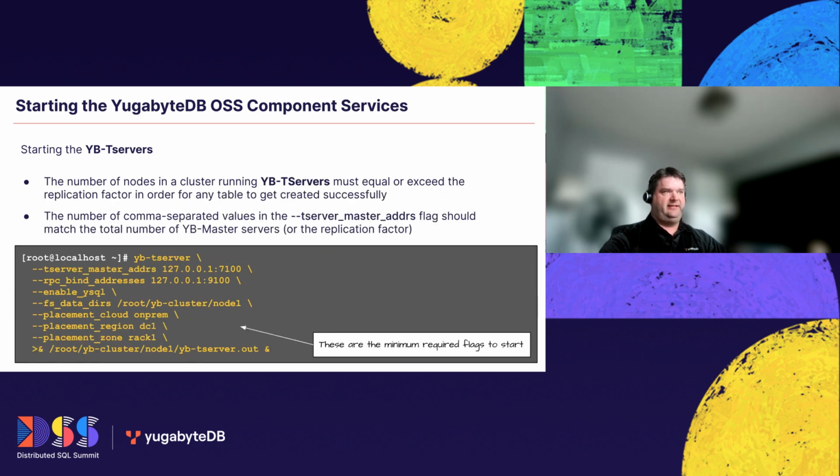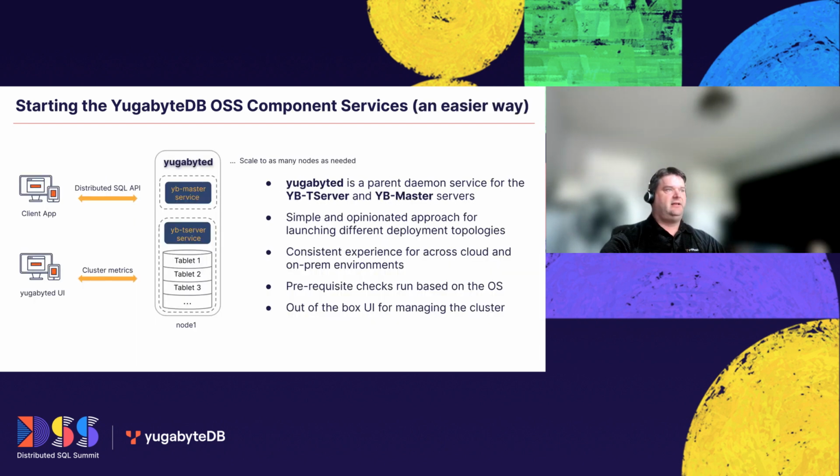It's the same with the T server process. There's a minimum set of parameters you have to pass in, and these are them. There's many more that you can also use, but this is just the minimum to get you up and running. And this is what you've done in the past if you're running OSS, right? On each node, you're actually starting these processes manually, and then having to join the cluster together all through these manual steps.